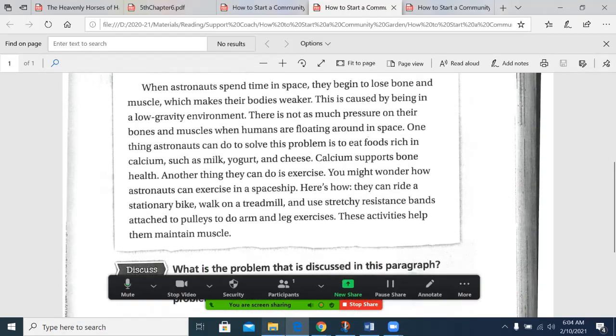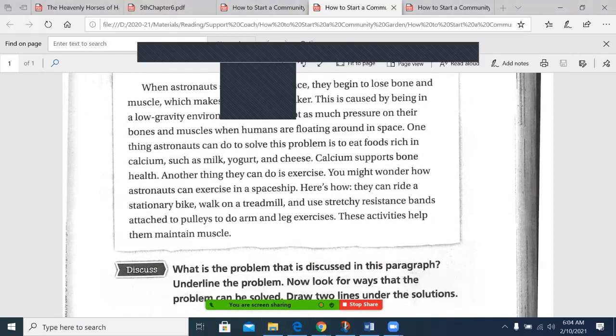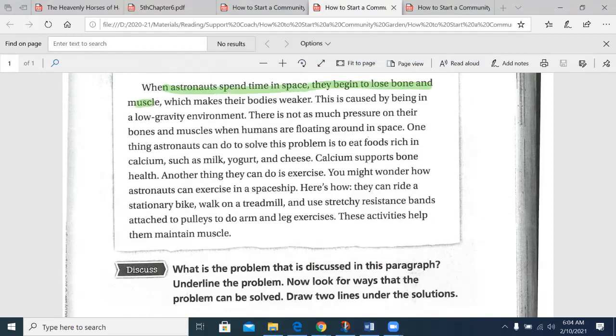So let's go ahead and grab our annotation tool. Our problem today. When astronauts spend time in space, they begin to lose bone and muscle, which makes their bodies weaker. That is definitely the problem in this part. Now, what are our solutions? Now, this part is just more information about how being in space hurts their bodies, or at least makes them weaker.